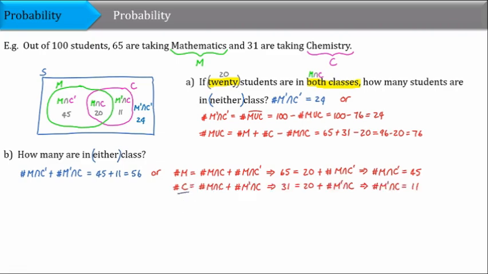Right, secondly, for the chemistry, I use the same approach. Chemistry is made up of those that do mathematics and chemistry, and those that don't do mathematics but do chemistry. So those two groups over there. I know how many are doing chemistry, that's 31. I know how many are doing chemistry and mathematics, that's 20. So the total for chemistry is 31, and the total for the intersection is 20. That means not mathematics and chemistry, which is this part on the right hand side, will be equal to 11. Now that I have the 45 and 11, I simply add them together to get 56.